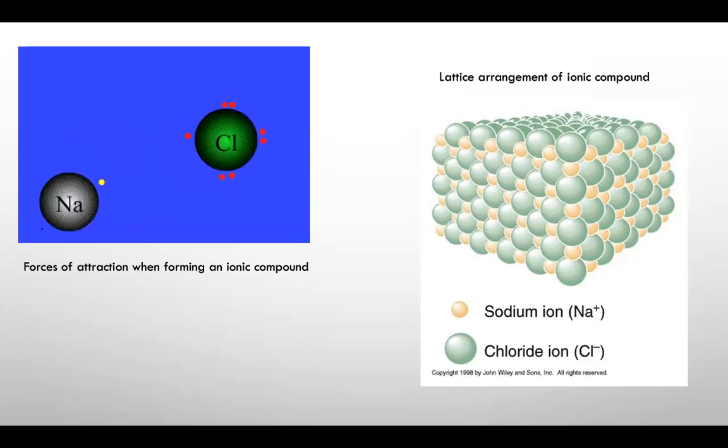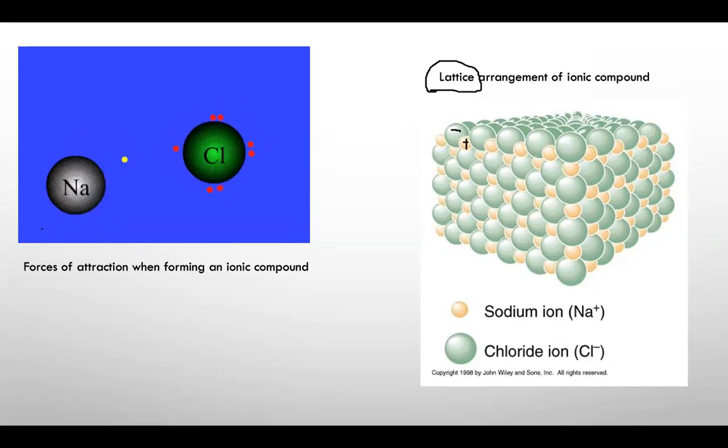If you look through a microscope at the crystals of an ionic compound, you realize the lattice arrangement of an ionic compound inside that solid, where there are positive and negative charged ions attracted to each other and forming an organized lattice structure.